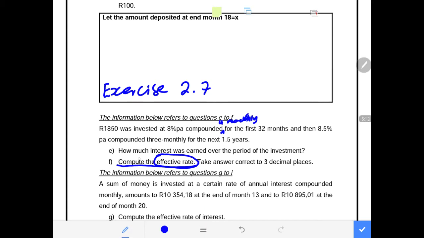We are first required to calculate how much was earned over the period of this investment. Now we need to use the formula once again for these two investments that were compounded. If you do not want to use the formula, you can use the calculator. But I've used the formula very much in the previous question, so let me use the calculator in this one.